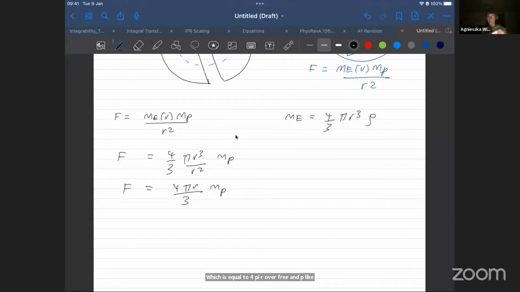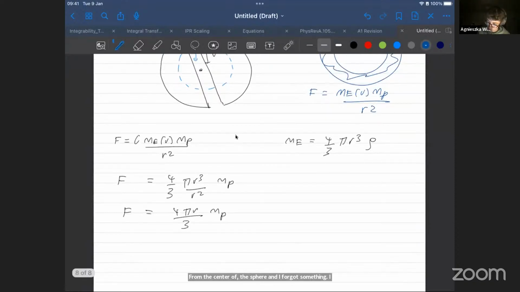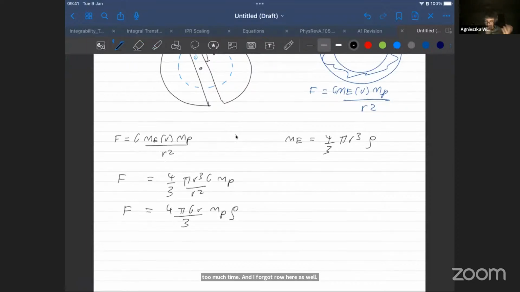So we have the force that a person is going to feel when at a distance r from the center of the sphere. And I forgot something. I forgot big G everywhere, actually. So we have a big G here, and we have a big G here. And oh, I forgot rho here as well. So if anyone has too much time on their hands and wants to know exactly how this is derived, and wants to learn some university physics, you just have to look up Gauss's law. That's the key word if you want to read more into it.